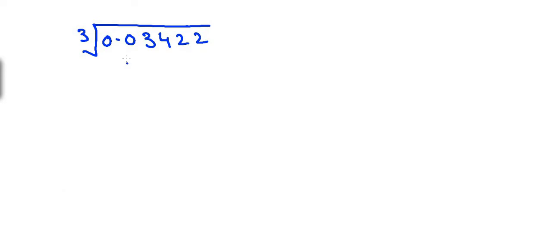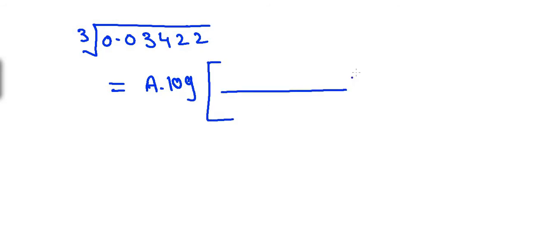Next, find cube root of 0.03422. This is equal to anti-log of 0.03422 divided by 3. Now this number is less than 1, so count the number of zeros between decimal and the first non-zero towards right. There is 1 zero, add 1 to it, 2, make it negative, so bar 2 is the characteristic. Let us find mantissa now.